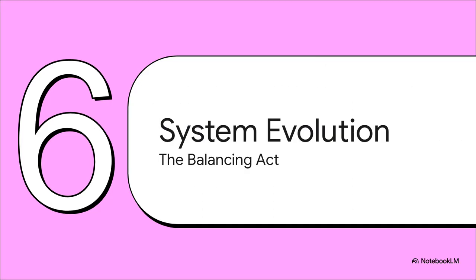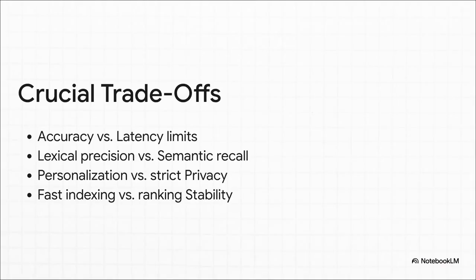Section 6. Trade-offs and system evolution. The balancing act. Designing a system that searches 100 billion documents in a third of a second means system designers are constantly walking a tightrope. It's a massive balancing act. They have to weigh the pure accuracy of massive neural networks against that strict 300 millisecond latency budget. They've got to fuse the precision of lexical matches with the broad recall of semantic meaning. They try to offer you personalized search results while fiercely guarding your privacy. And they have to balance the rock-solid stability of the index against the constant, urgent need to inject fresh, newly published content.